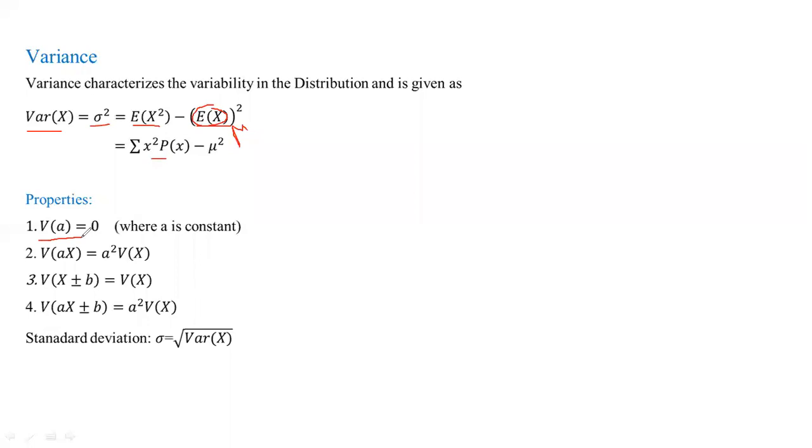Their respective properties are: variance of a constant is equal to 0. Variance of ax is equal to a square into variance of x. Variance of x plus or minus b is equal to variance of x. Variance of ax plus or minus b is equal to a square into variance of x. And the standard deviation is the square root of variance of x. So sigma is equal to the square root of var of x.